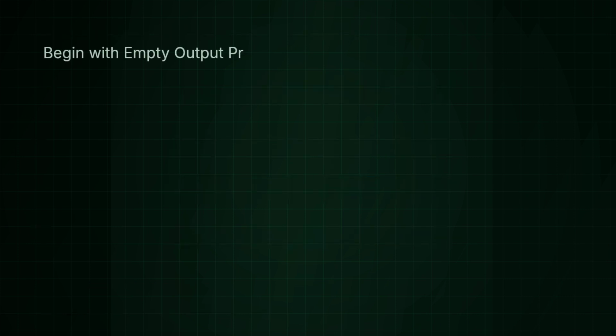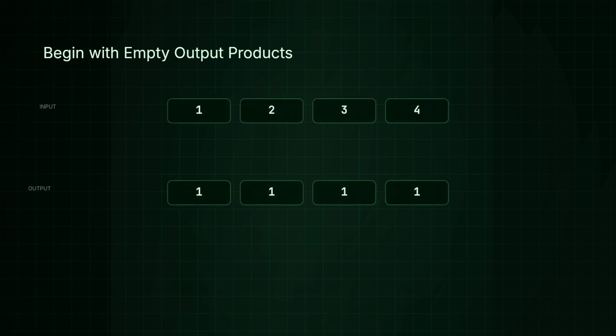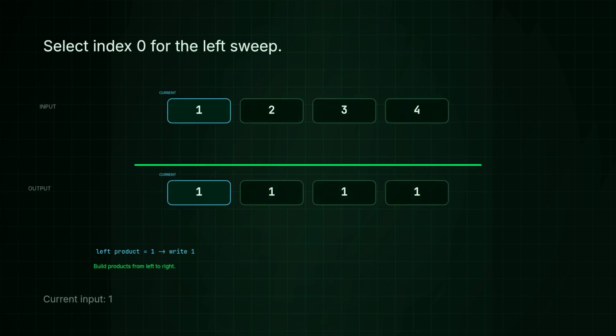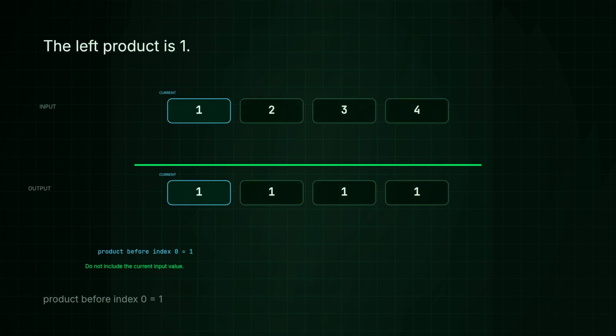Keep the input fixed and initialize every output position with 1, the neutral value for multiplication, before building left and right products. Move to index 0. We need the product of everything strictly before 1. Everything before index 0 has product 1. Write 1 here, then multiply the running left product by 1 before moving on.